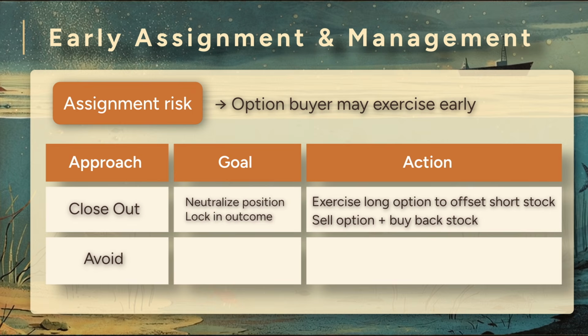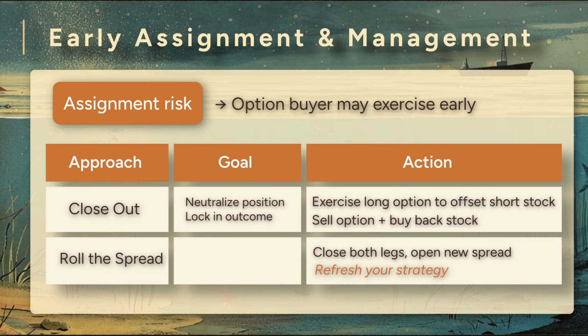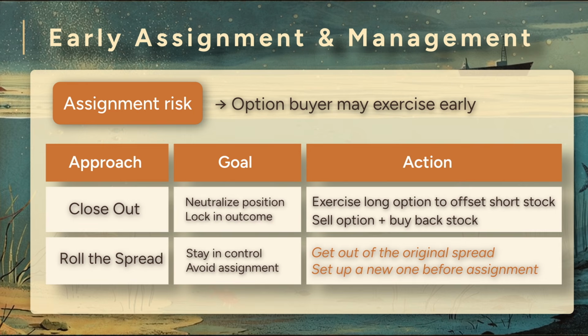Instead of waiting for assignment to happen, traders often roll the spread. That means they close out their current spread, both the long and the short options, and then open a new spread with a later expiration or different strikes. Essentially, you're just refreshing your strategy. Rolling the spread is a preemptive move. You get out of the original spread and set up a new one before assignment can occur. That way, you maintain control over the position and avoid being forced into a directional trade.